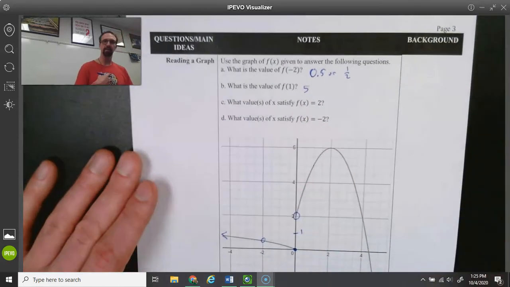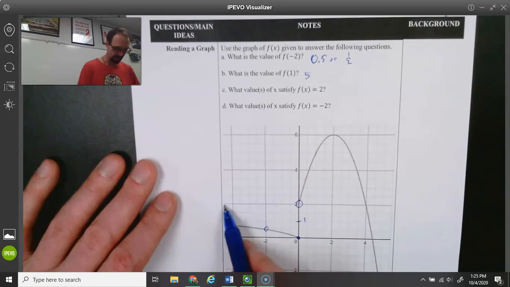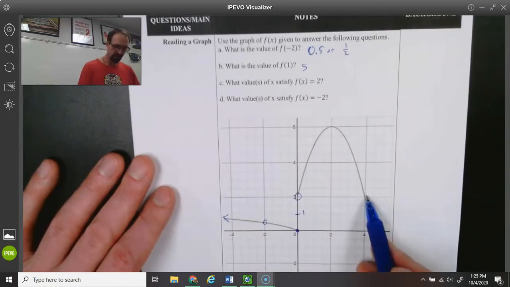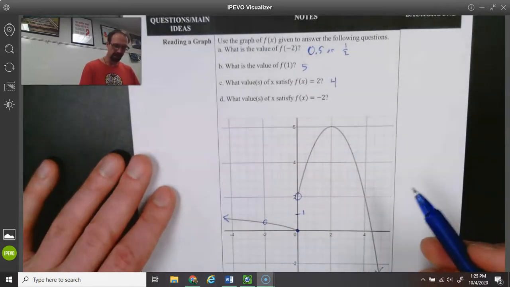Now I'm asking in a different direction. What values of x satisfy f of x equals 2? So in this one you're looking at here, what values, okay, well this one doesn't. Be careful, this is an open dot. But down here, 4 does satisfy that. And then negative 2 also satisfies it.